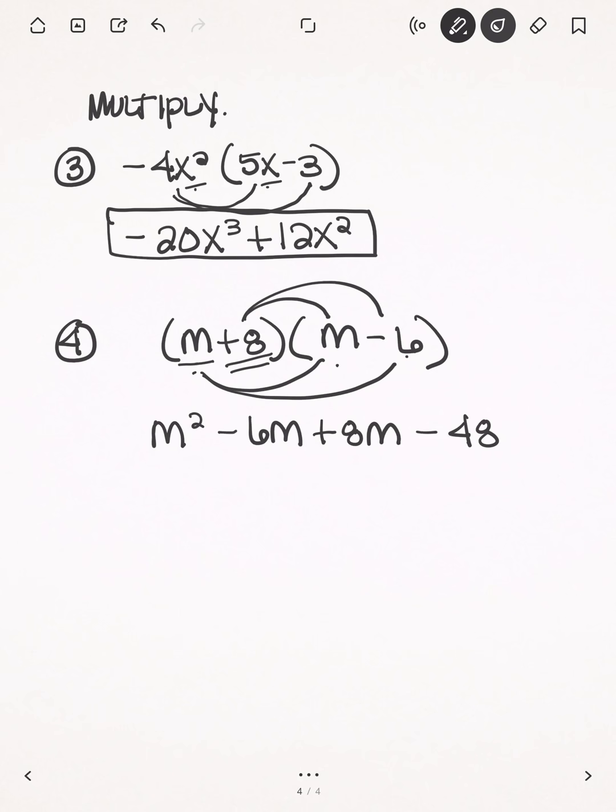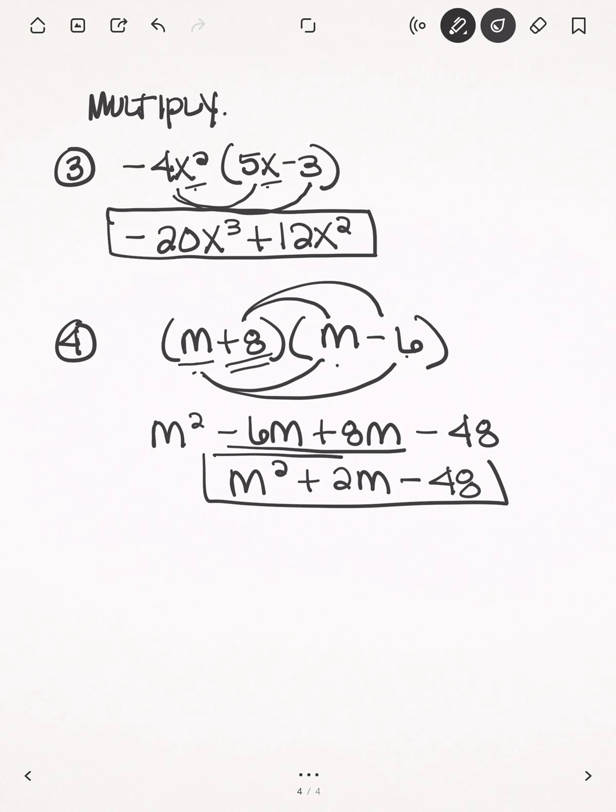Collect like terms. I get m squared plus 2m, because these are like terms, I can combine them together, minus 48. And I have my trinomial answer. So those two problems you're going to multiply using distributive property, or you could use generic rectangles. If I use a generic rectangle on this one, I would do a 2 by 2 rectangle.